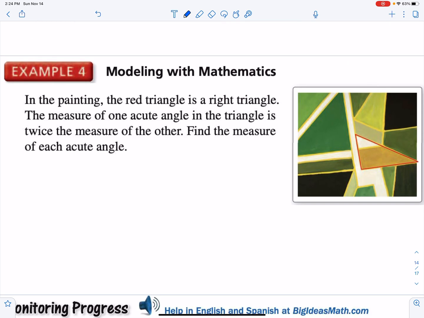So you'll see something like this in your homework as well. It says the red triangle in the painting is a right triangle. The measure of one acute angle is twice the measure of the other. Well, I don't know either one, so I'm going to call this one x, and this one 2x. And I know what their sum should be because it's a right triangle: 2x plus x should add up to 90 degrees. So I'm going to combine like terms and solve for my variable, and I get x equals 30. So I can find the measure of the two angles. One of them was just x, and 2x, 2 times 30, is 60, so I have a 30, 60, 90 triangle in there.